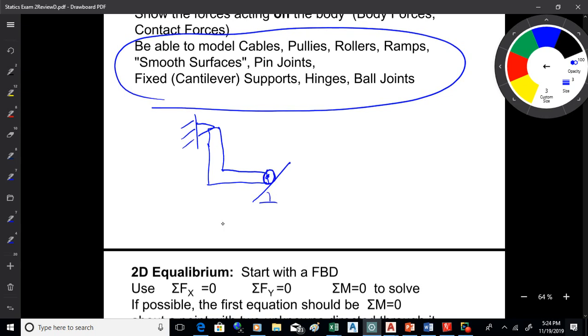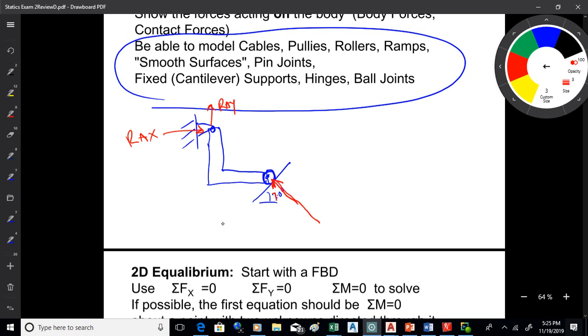So let's say we've got a roller right here on a ramp. To draw that, you would say, okay, I've got a pin joint here, and a pin joint will not allow the object to move up or down or left or right, so that would lead to an x and a y reaction. And then in this case, we've got a roller on a ramp, so you would draw in a force perpendicular to the flat surface, which in this case is the ramp.